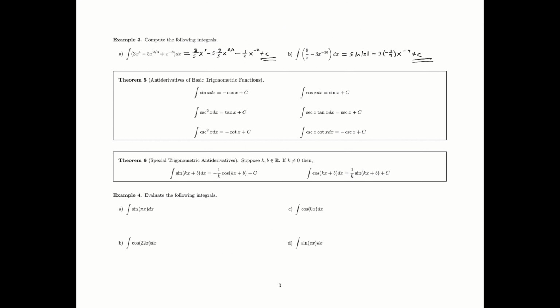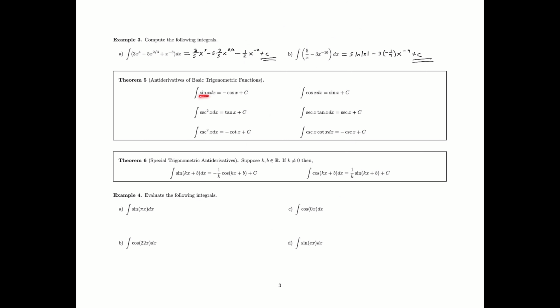These next set of theorems just talk about the antiderivatives of our common trig functions. And down here we have what happens if the inside of the trig function is a linear function, kx plus b, something like that. So we know our rules of differentiation for sine, cosine, tangent, and so on and so forth. So it makes a lot of sense to think about going backwards for antidifferentiation.